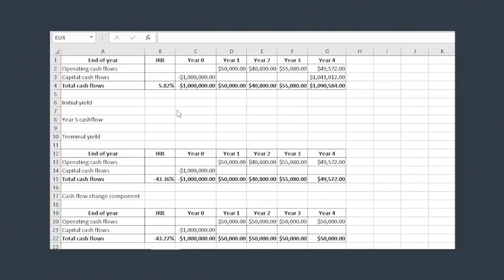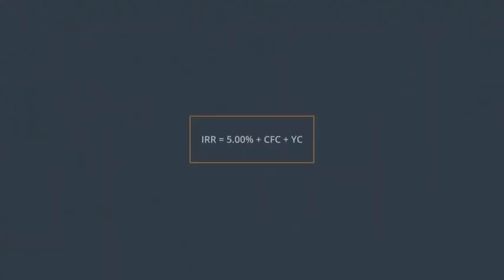The first component of the IRR you have to identify is the initial yield. The initial yield is the cash flow yield earned during the first year of the investment based on the original amount paid for the investment. This is calculated by dividing the operating cash flow amount in year one of $50,000 by the investment amount in year zero of $1 million, which gives an initial yield of 5%. Your formula now looks as follows.